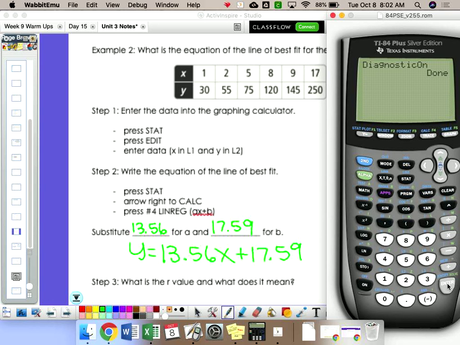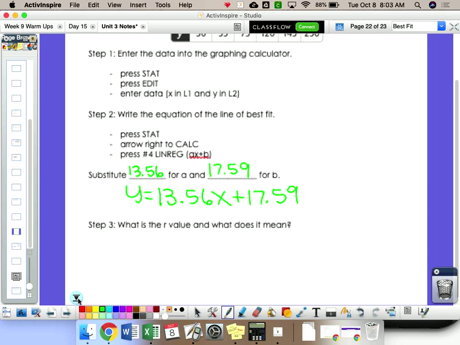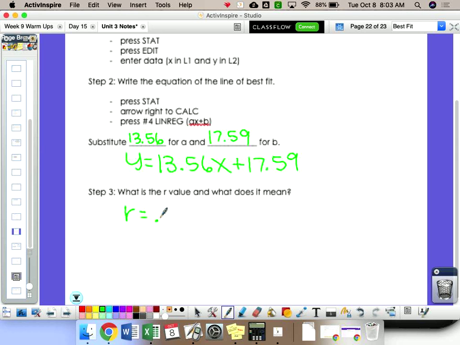So now I'm going to go back to what I did. So I went to stat, and I calculated my linear regression. So now that I have that diagnostic on, it's going to tell me an R squared and an R. These are super important. So in this one, we're going to pay attention to just what the R is. So I'm going to write that down. It tells me that my R is 0.9955. So I'm going to write that down where it says what is the R value. 0.9955.